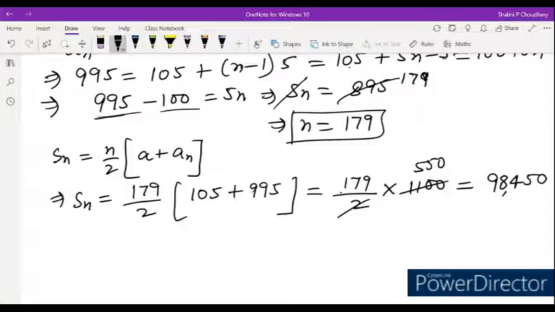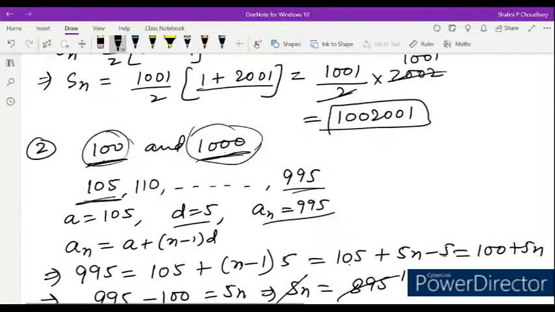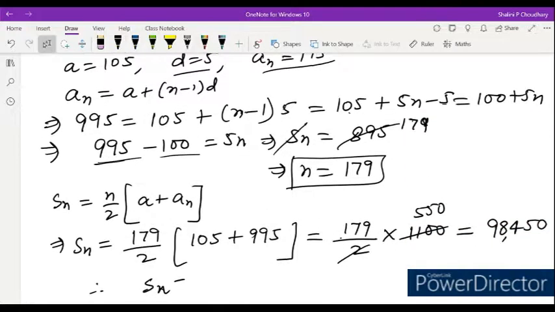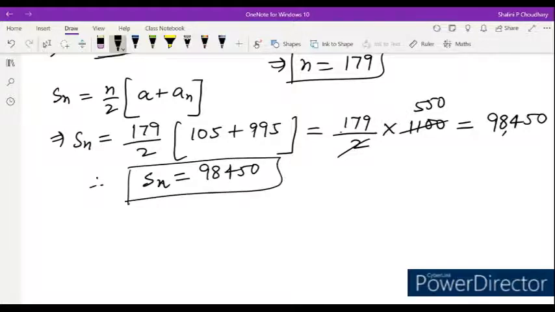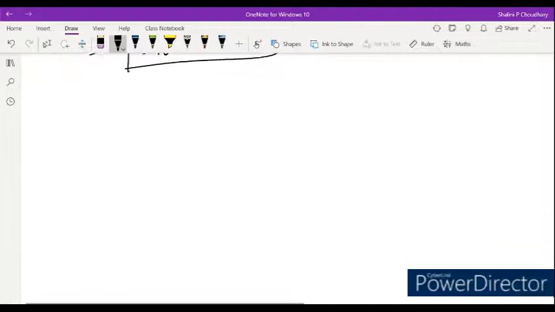98,450. So Sn, the sum of all the numbers that lie between 100 and 1000 which are multiples of 5, the sum of all the numbers will be equal to 98450. Okay? After that, we'll move to the next question, question number 3.